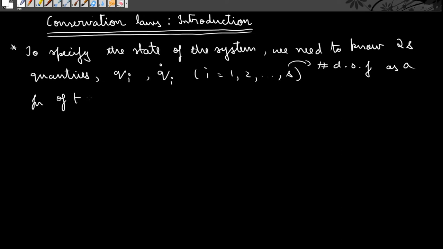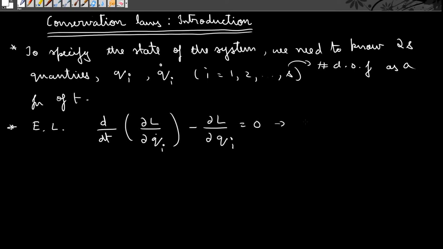Right. And then we have our Euler-Lagrange equations, which are, for each i, d by dt of dou L by dou q_i dot minus dou L by dou q_i equal to 0. How many such equations do we have? We have s equations, corresponding to every i.